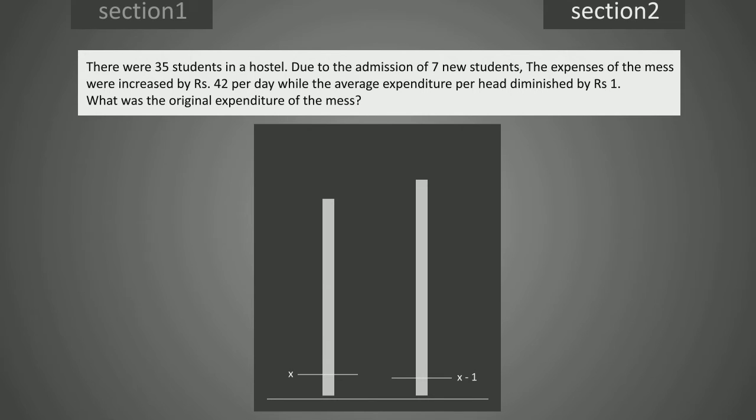Now let's say the average of total expenditure which 35 students are paying towards hostel is X per head, and with the addition of 7 new students the average goes down by 1 rupee but increases the total by 42 rupees. Using this relation we can find out X, and that in turn will lead us to finding the original expenditure.